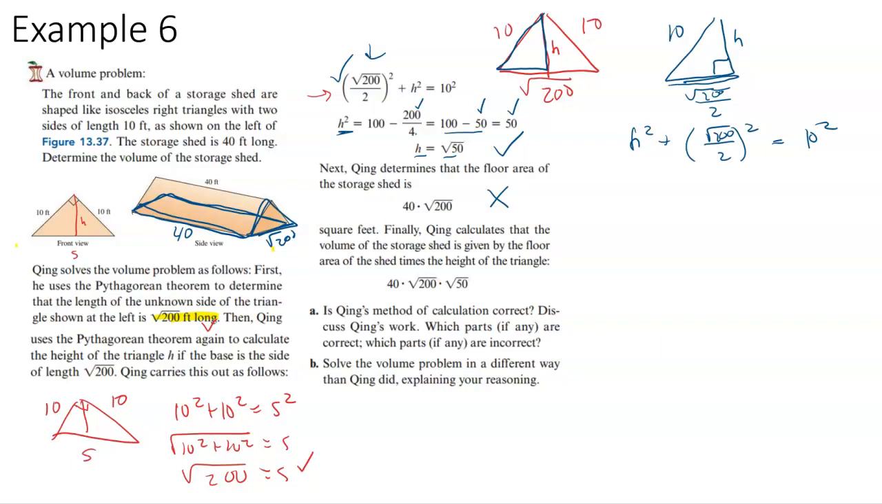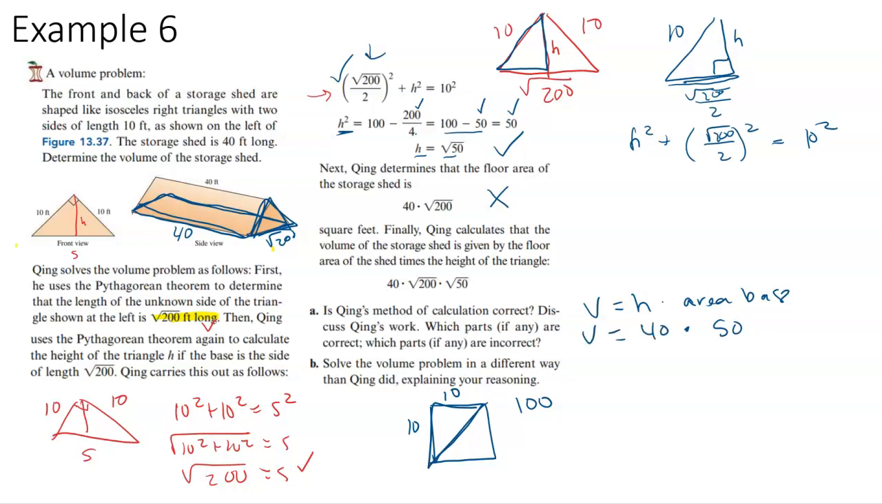So instead of using the Pythagorean theorem, because that's what he did, let's think about these two triangles. Remember, those two triangles are part of a square. So we know that this is a 10 by 10 square. So we want the area. Remember, volume is the height times the area of the base. So we know that this area is 100, so half of it is 50. And the height in this case would be 40. So the volume here is 2,000 square feet.